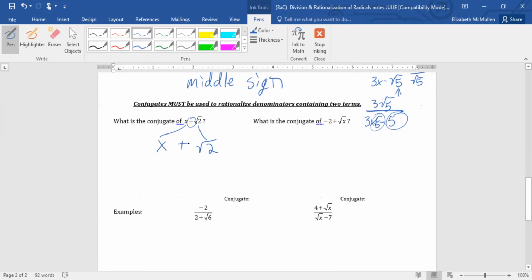All right, this one, what is the conjugate of negative 2 plus radical x? Once again, same numbers, opposite middle sign. So this was plus, we're going to make it minus.